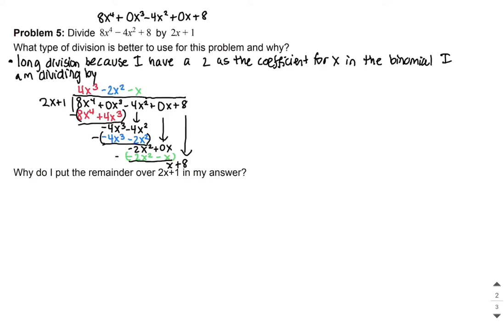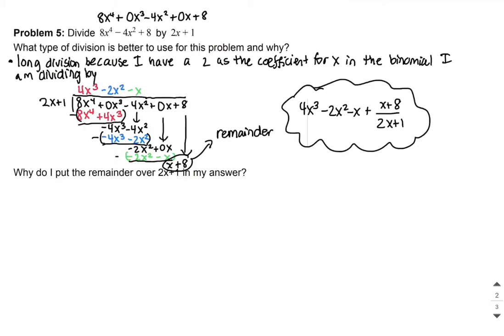I'm asking myself, how many times does 2x plus 1 fit into x plus 8? And it's not going to fit in, there's not going to be a whole number I can put up here. So this is my remainder. This is what I have left over since I can't divide any further. So my answer is the expression on top, 4x cubed minus 2x squared minus x. And then I have a remainder of x plus 8. That's what's left over that I still need to take care of. I still need to divide that by 2x plus 1. So I put 2x plus 1 underneath my remainder x plus 8, and this is my answer.